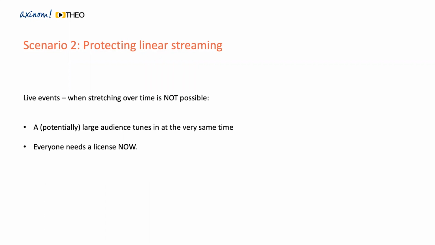And then there are live events. That is when stretching the distribution of licenses over time is not so easily possible. That is when a potentially large audience tunes in to your channel at around the very same time, within just a few minutes, and everyone needs a license now. Obviously, you cannot pre-deliver those before people arrive.